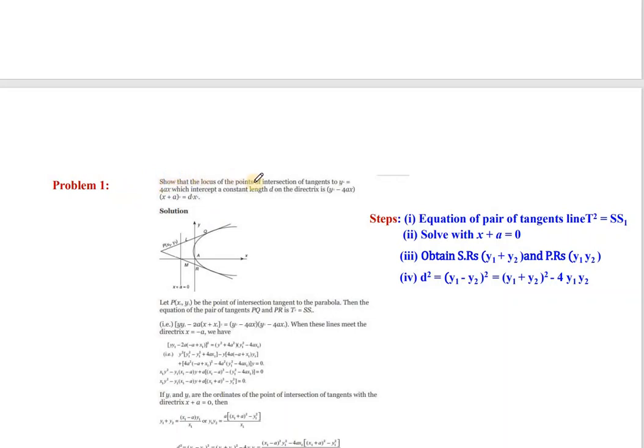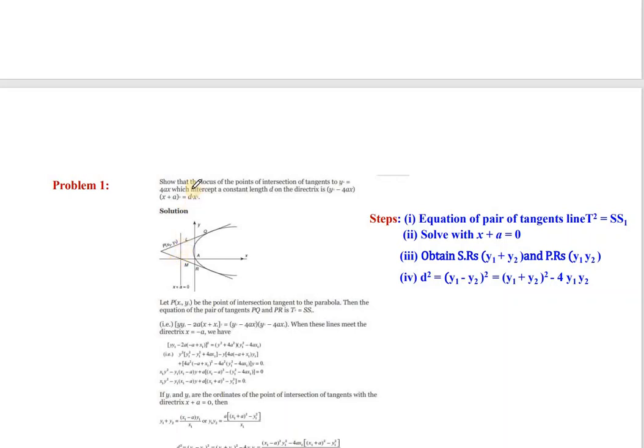Show that the locus of points of intersection of tangents of y square is equal to 4x, which intercept a constant length d on the directrix, is something. So we first understand what is given. We want to find the locus of the point of intersection. So you take the point of intersection as x1, y1, whose locus only we are going to find.